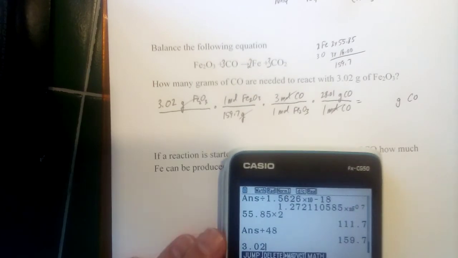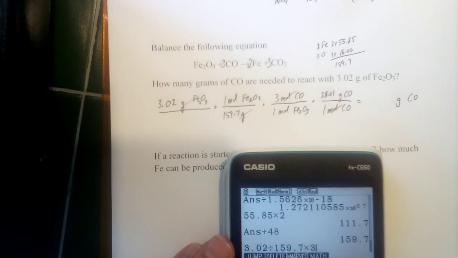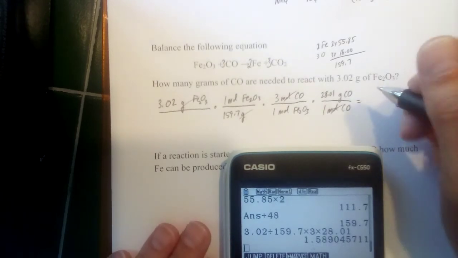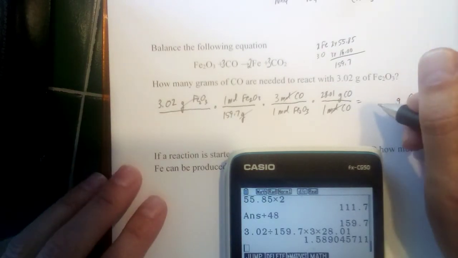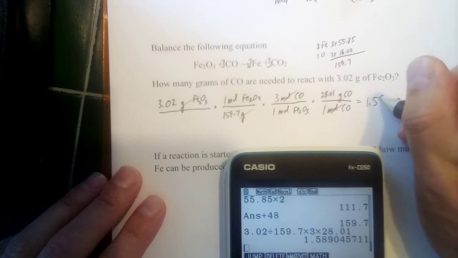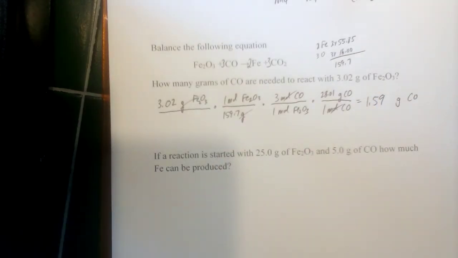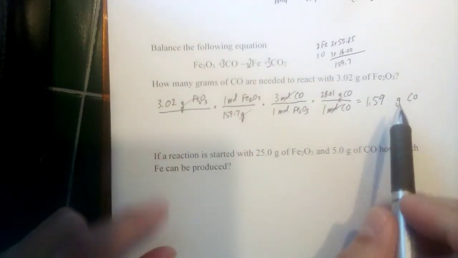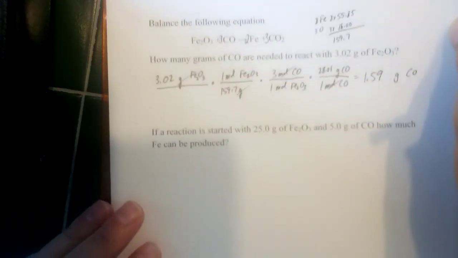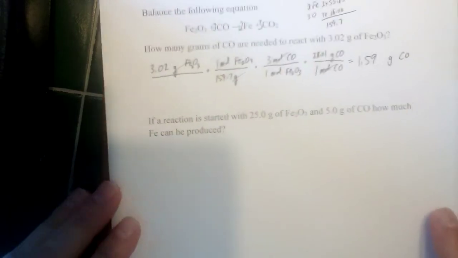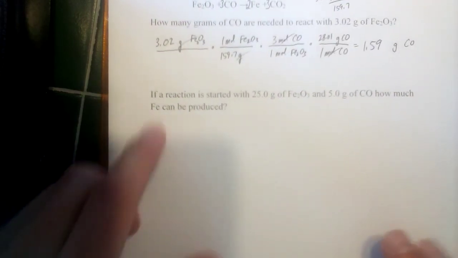So 3.02 divided by 159.7 times 3 times 28.01. That is, in 3 significant figures from the data we started with there, 1.59 grams of carbon monoxide. Okay. Pretty straightforward stoichiometry problem, right? You might want a little more challenge. That's going to come in the second example there.